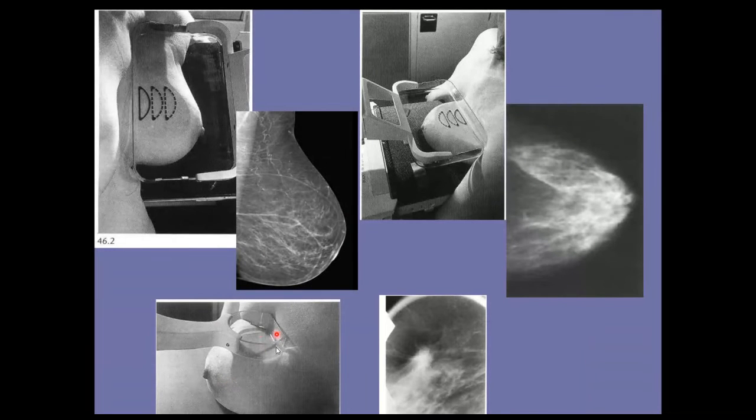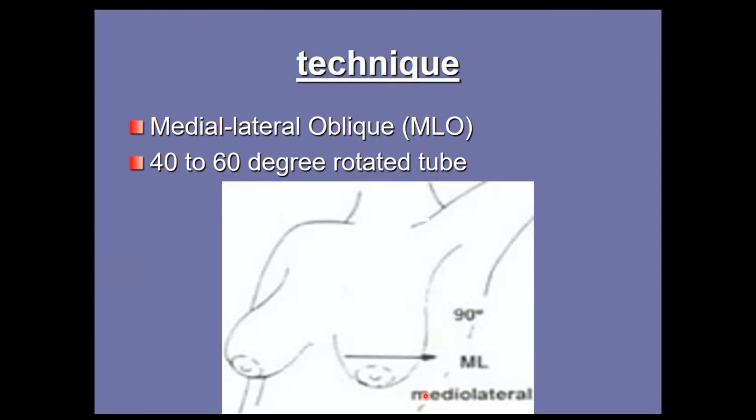So this is the localized compression with magnification. You can see the mass more clearly, and if there are any microcalcifications, we can also visualize them. So this is the same diagrammatic presentation which I told you, that the mediolateral oblique view is 40 to 60 degrees.